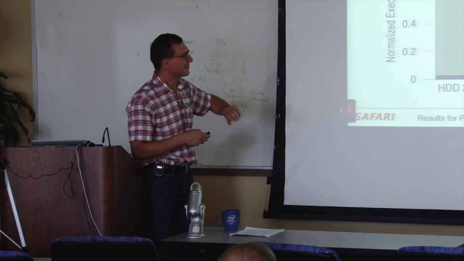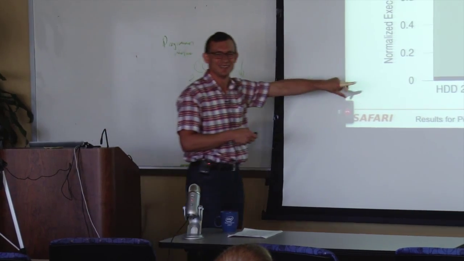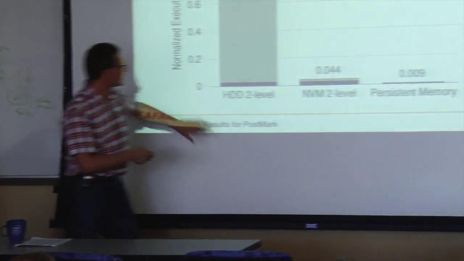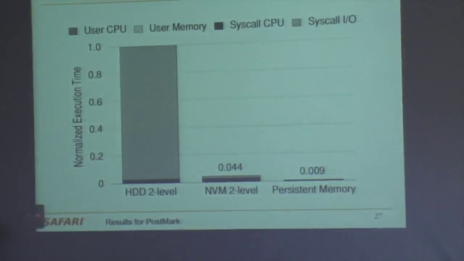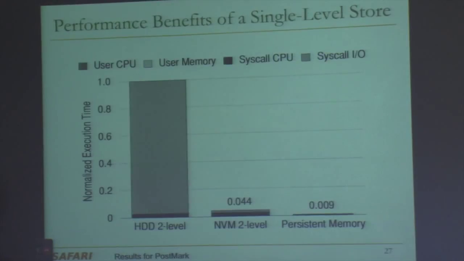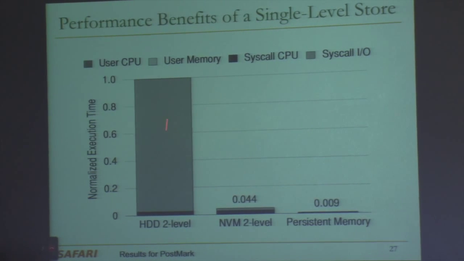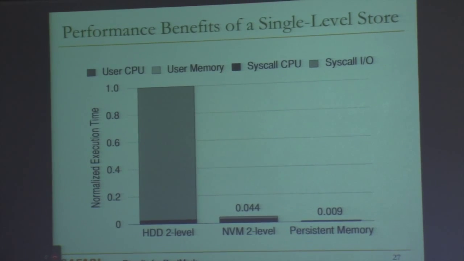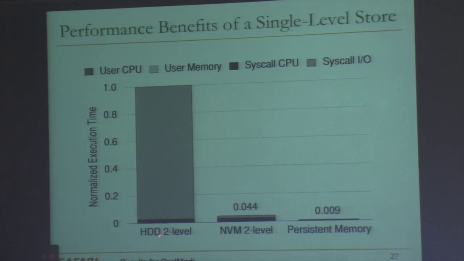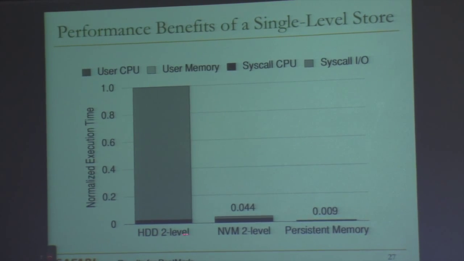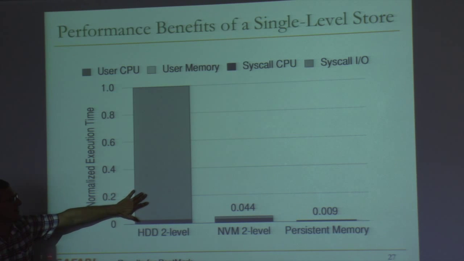OK. Well, in this case, this is today, actually, I think, although persistent memory doesn't exist. So this is one example with Postmark. Again, you can read it from the paper that I mentioned, the WHISPER paper. This is what happens to this workload when you execute it with the storage as hard disk, and you have a two-level storage model. Most of the time is really spent on accessing the device. And it's not very clear here, but most of the time is spent on accessing the device.